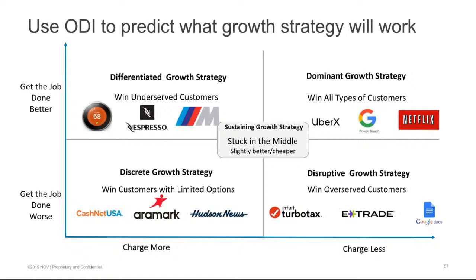The point of this is you've got to make a choice. Most of the companies today probably live in that space in the very middle, where you're doing it slightly better, slightly cheaper. Things were good. There was enough market out there to feed everybody.